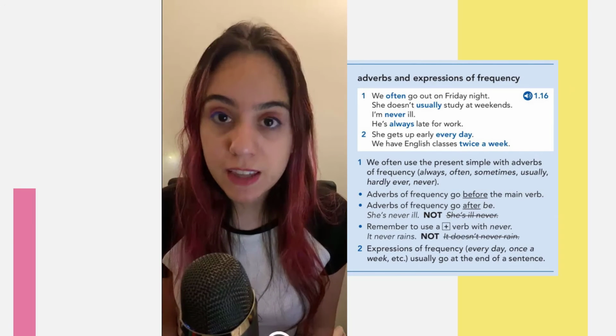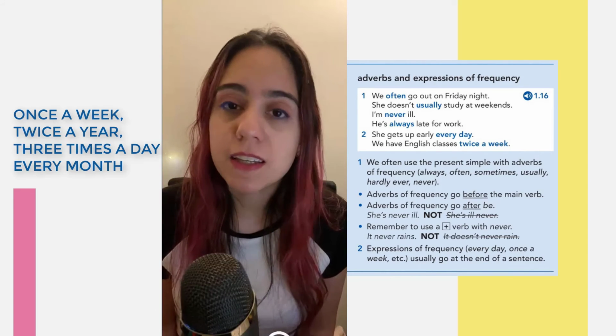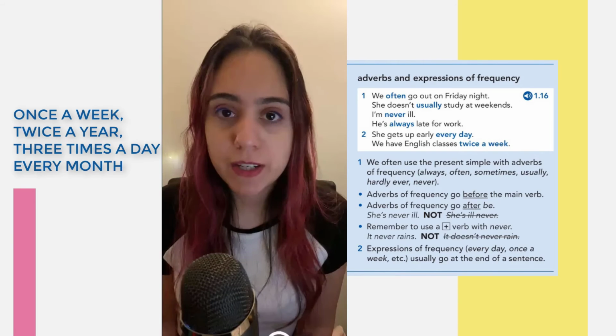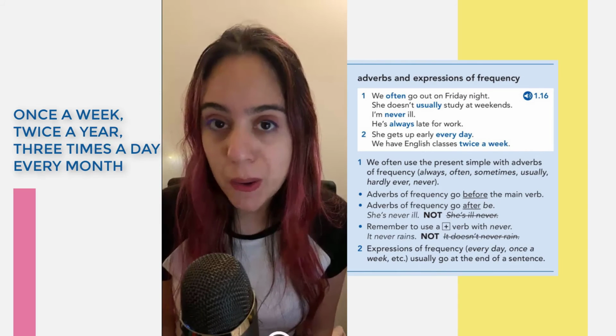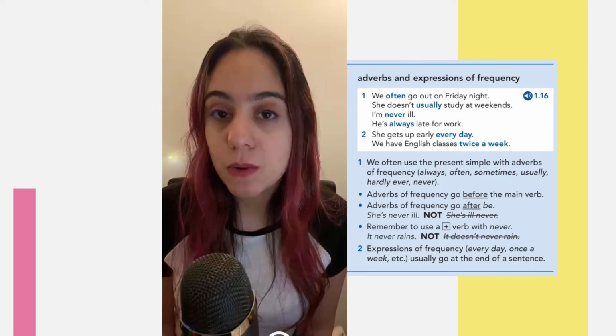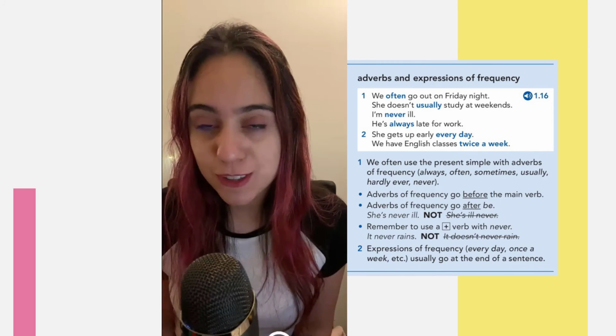If instead of an adverb of frequency you are using an expression of frequency, that is, for example, once a month, once a year, twice a week, and whatever comes to mind, those do go at the end, not in the middle. But the adverbs, always, sometimes, and so on, go before the main verb and after verb to be.